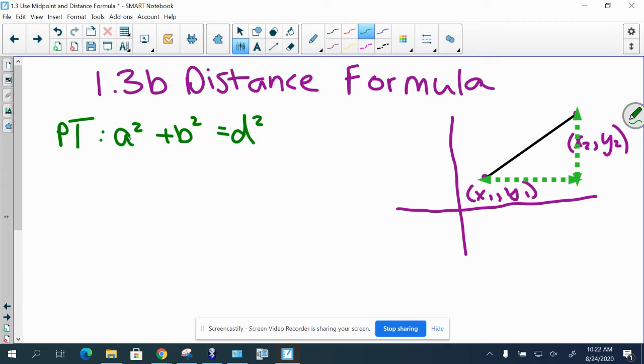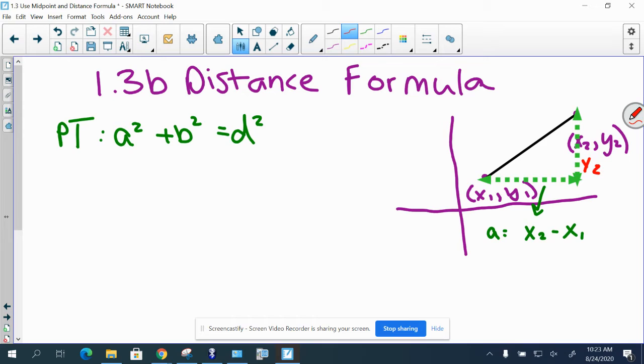Okay, and let's dive a little bit more into what a and b actually are. So a is the length of the horizontal component. To get the length of the horizontal component, the horizontal part is the x, so you would subtract the two x coordinates. So the length of a is x2 minus x1. That's how you get a length. And then likewise, the length of b, the vertical component, would be the y subtracted from each other.